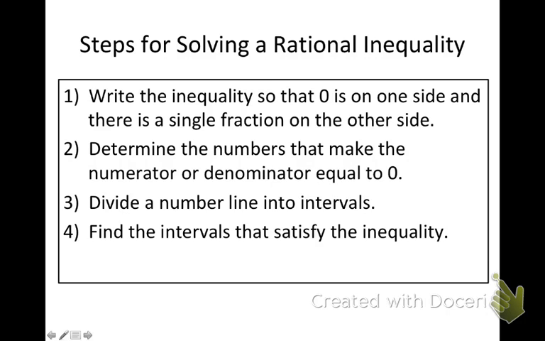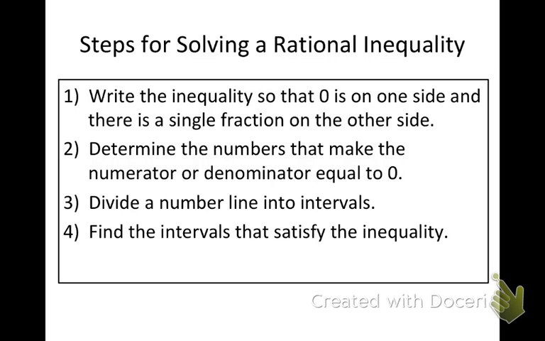After we have our intervals figured out, we're going to find the intervals that satisfy the inequality, which is kind of what I showed you with quadratics, but we didn't really do it because it was just easy to see it graphically. But in this case, we're going to have to pick tester points for those intervals.